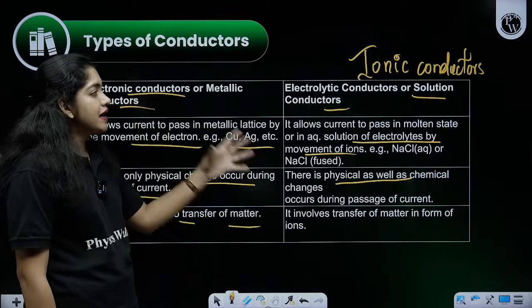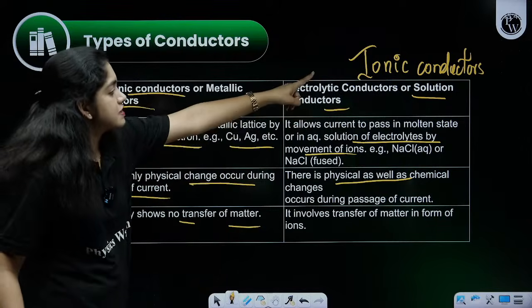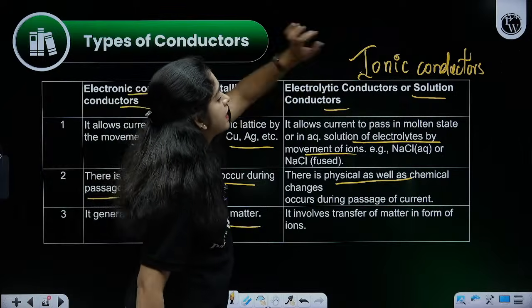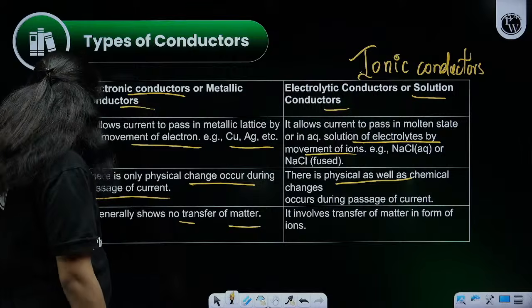Okay, so these are the main differences between metallic conductors and ionic conductors or electrolytic conductors. So learn this, this is the main name. We want to learn ionic conductors or electrolytic conductors.